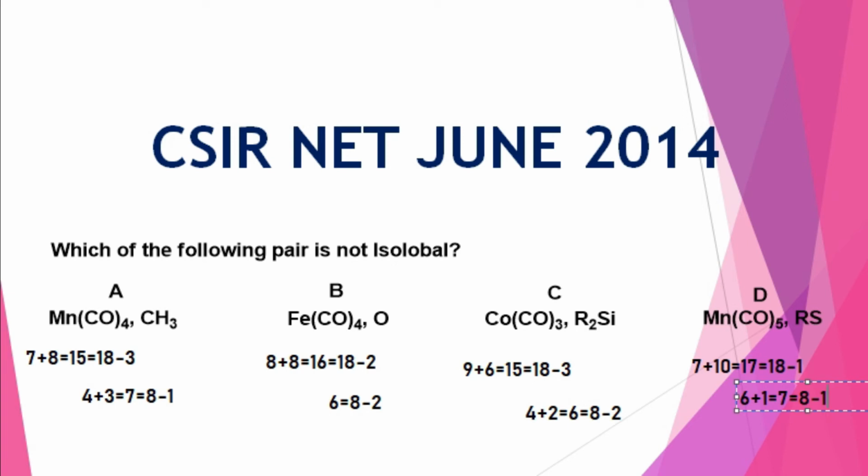So the correct options which are not isolobal to each other are option A, Mn(CO)4 and CH3, and option C, which is Co(CO)3 and R2Si. Okay, so you can practice it more and more, then this question is very simple and you can score easy marks from CSIR NET. So let's talk about another example.